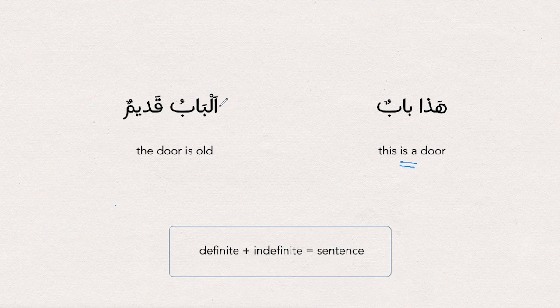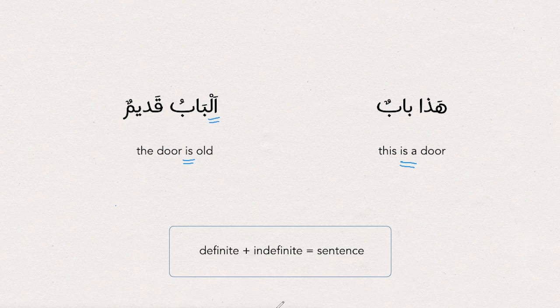الباب قديم. The door is old. And again, we're missing the word is here. In this, we do have the word the. The word the is just here, the al. Yes, to say the door, all you've got to do is add alif lam. So whereas you had babun, that's a door, the door will be al babu.